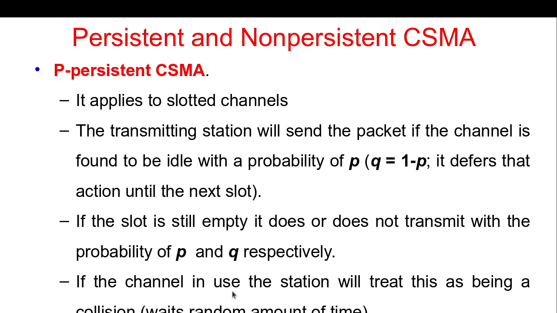If the channel is in use, that means some other station is already transmitting its own frame, this station will treat this situation as a collision, and then it waits a random amount of time and then starts all over again. This is what is called P-Persistent CSMA.